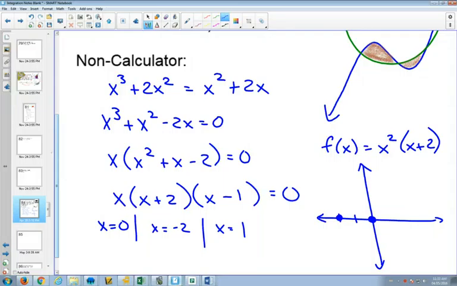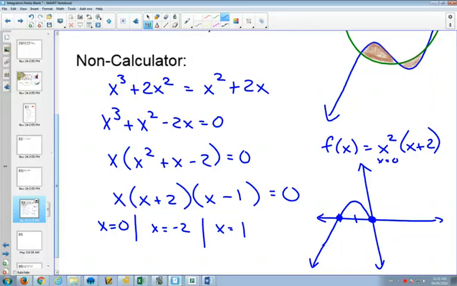And because it's an x cubed, it's going to be coming from down here and coming up. What's going to happen at x equals -2? That has a multiplicity of 1. Remember that word? So that means that it goes straight through at that point. But when it hits 0, that x equals 0 here has a multiplicity of 2.